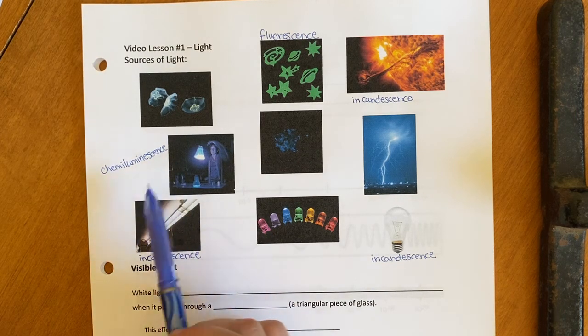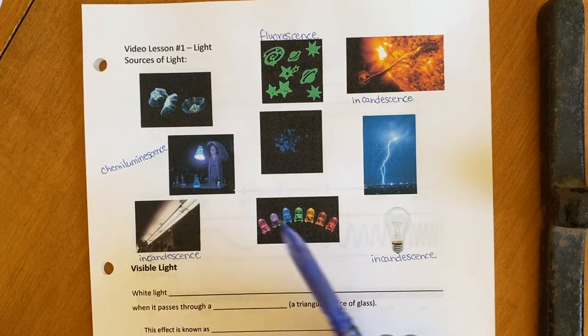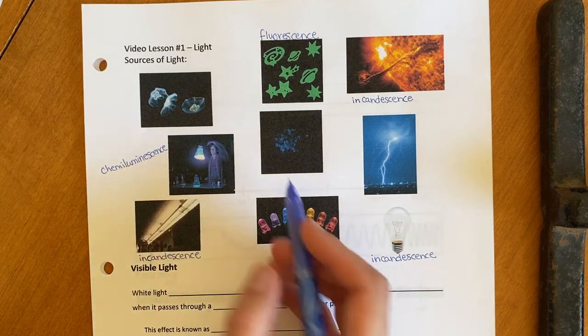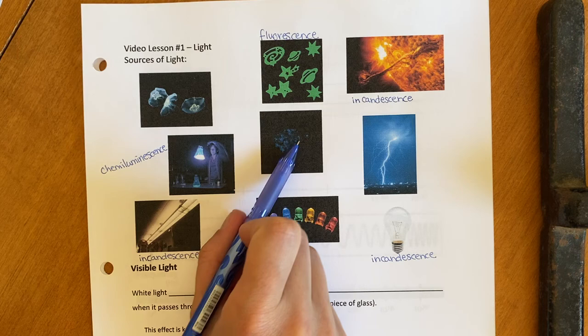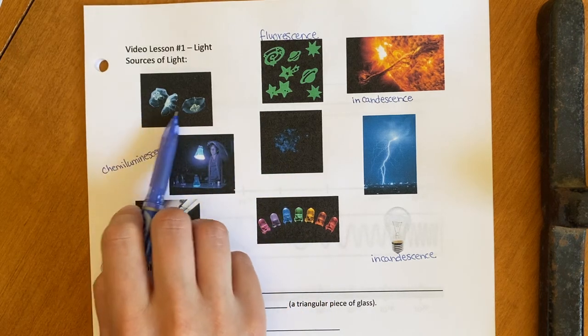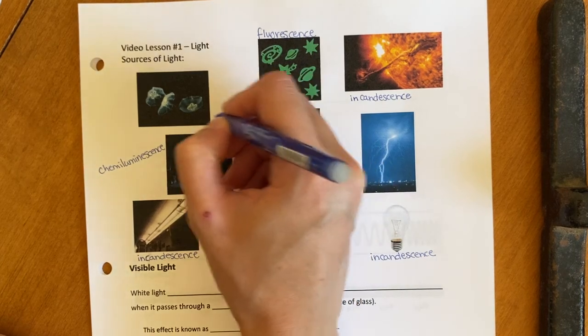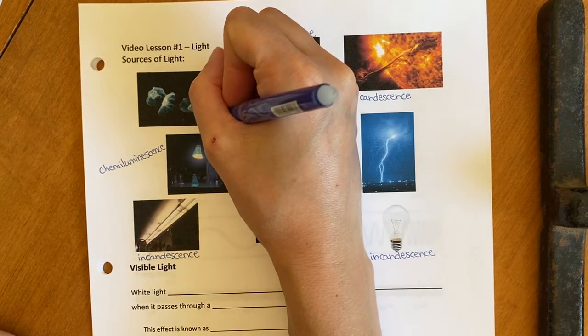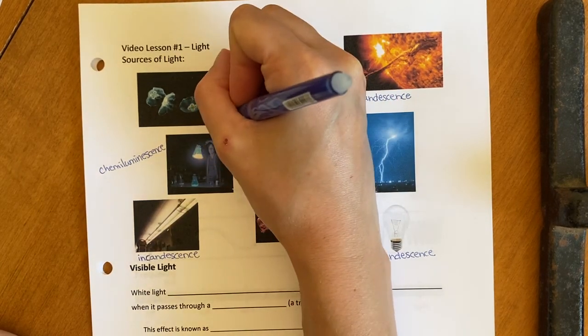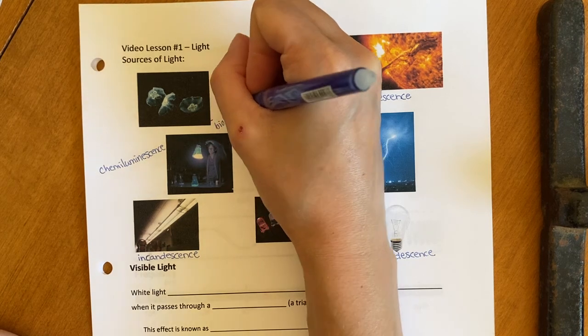And a specific type of chemiluminescence that occurs in organisms is called bioluminescence. So there are lots of fungi that bioluminesce and lots of things in the ocean. So these are jellyfish that bioluminesce. So both of these are examples of bioluminescence.